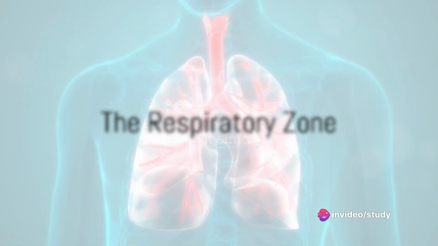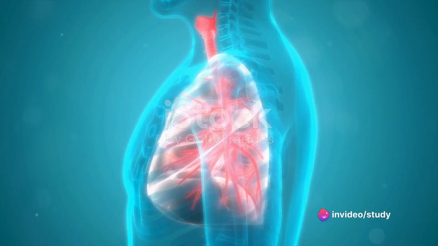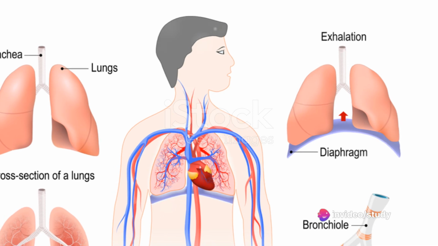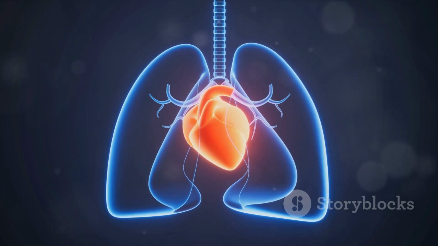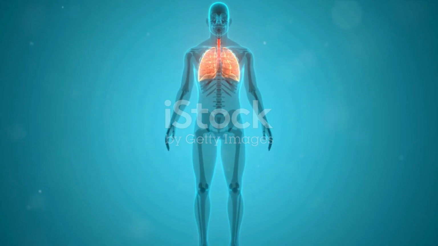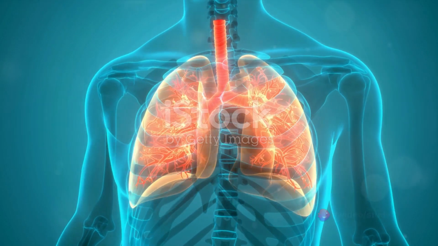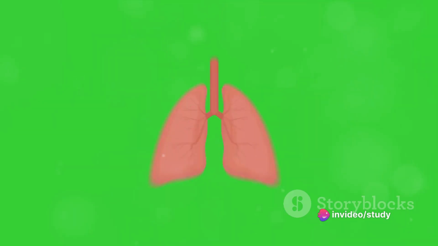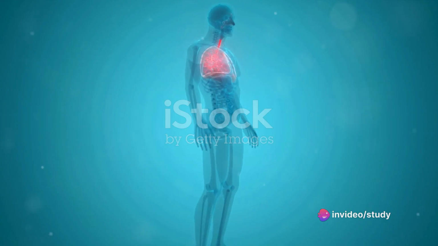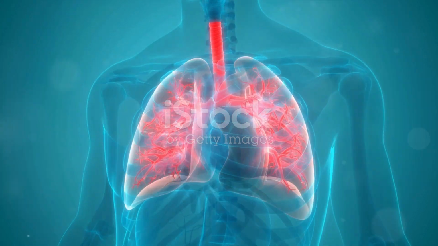But what about the actual exchange of gases? That's where the respiratory zone comes in. This includes the respiratory bronchioles, alveolar ducts, and alveoli. These structures are where the magic happens. Oxygen from the air you breathe in diffuses across the respiratory membrane in the alveoli into the blood, while carbon dioxide diffuses out of the blood and into the alveoli to be exhaled.